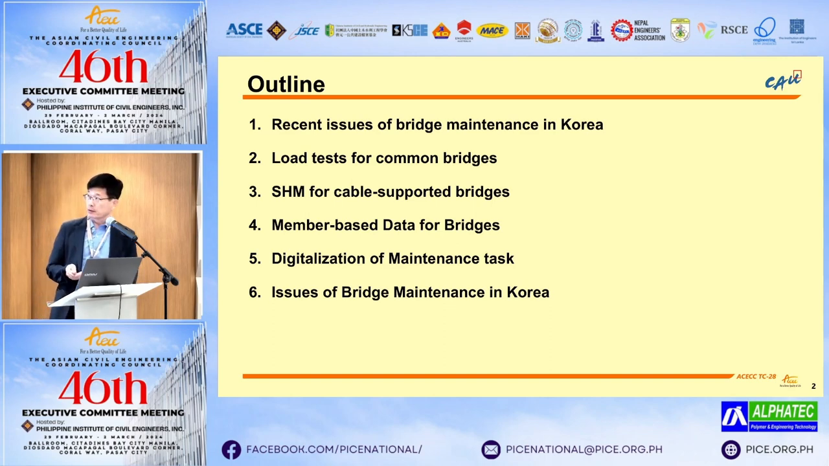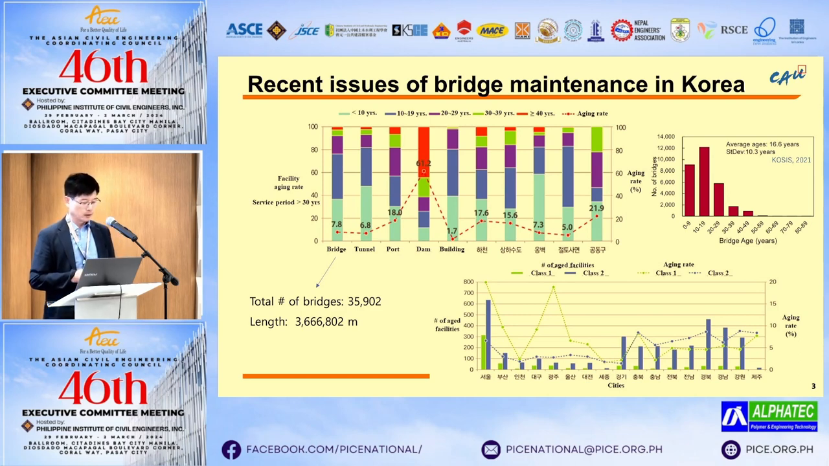So I prepared some issues and some examples of the monitoring. As we all know, we have serious problems of deterioration of our existing bridges. In Korea, we have around 35,000 bridges, and most of them are experiencing aging problems. The problem is the government's lack of funds to manage all the bridges, and we also have to decide whether we need to repair, rehabilitate, or replace the existing bridges. So engineers need to prepare how to decide, how to support those decisions for the government and the local authorities.